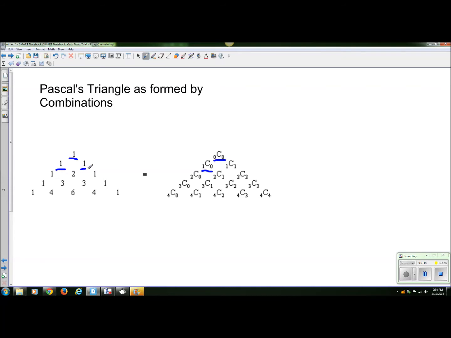The second element in that row is the number of ways that you can choose 1 element from a 1 element set. That's also 1 because if I've got one thing to choose from, there's only one way that I can take that one thing.